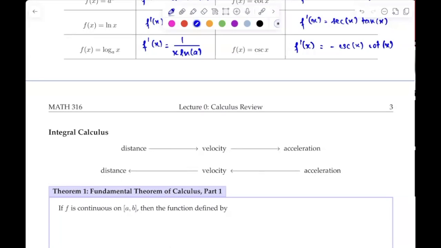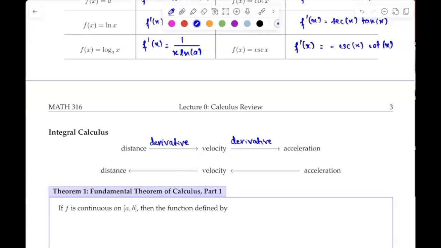So in the first three quarters of calculus 1, you talk about derivatives. When you have a distance function and you take the derivative, you have the velocity function. So this is derivative. And with the velocity function, when you take the derivative, you have the acceleration function.